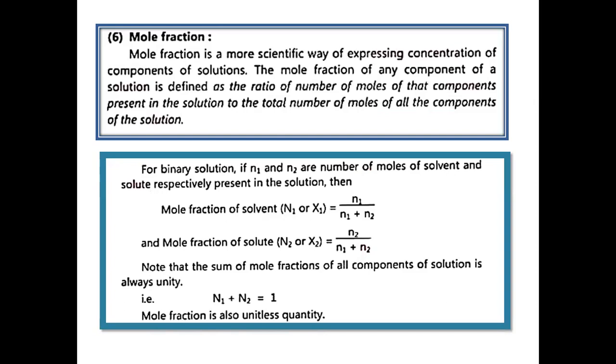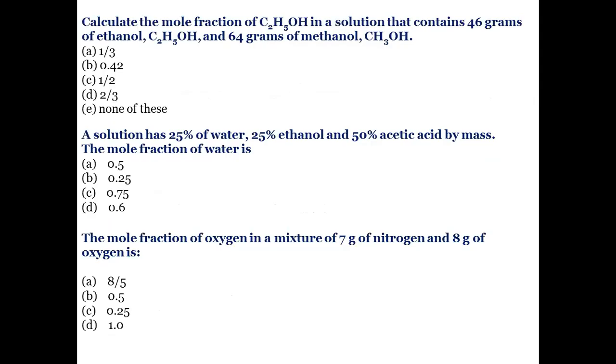So to calculate the mole fraction of solvent, designated by X1, it is equal to N1 upon N1 plus N2, where N1 is the number of moles of solvent and N2 is the number of moles of solute. Similarly, we will consider the mole fraction of solute, that is X2, equal to N2 divided by N1 plus N2. It is very important to note that the sum of the mole fractions of all the components must be unity, that is X1 plus X2 must be 1. So mole fraction is a unitless quantity. So these are the numericals we'll solve.